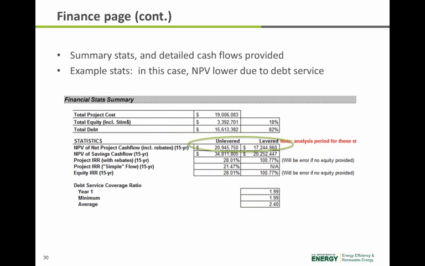Okay, so what are the impacts of those loans? The summary statistics page further down on the finance page reports some of the metrics provided earlier on the results summary page, but now we can look at it both with debt and without debt. You can see that the NPV of the project fell from just under $21 million to about $17.2 million as a result of the cost associated with debt service.